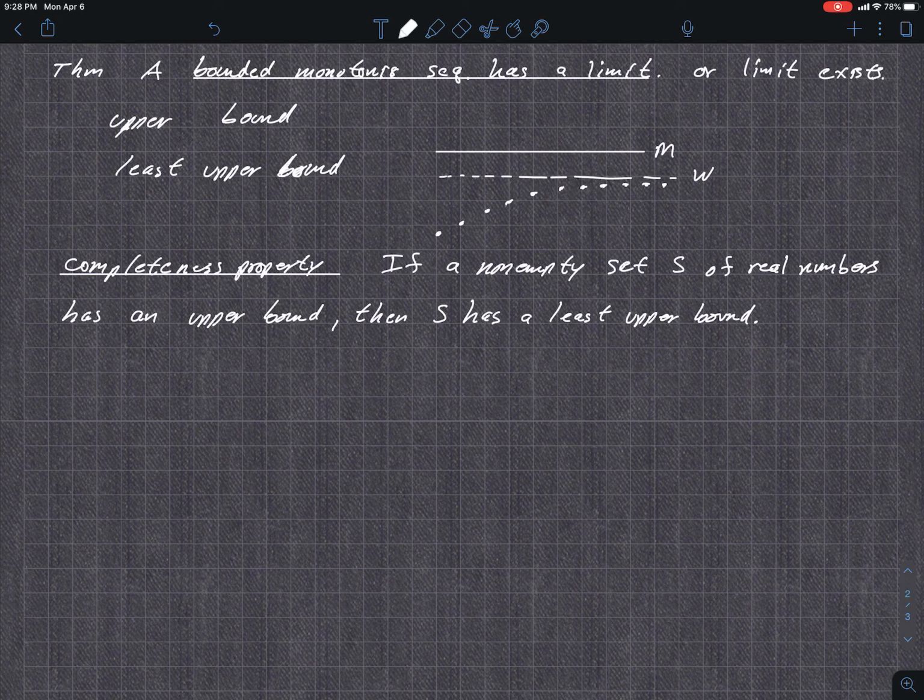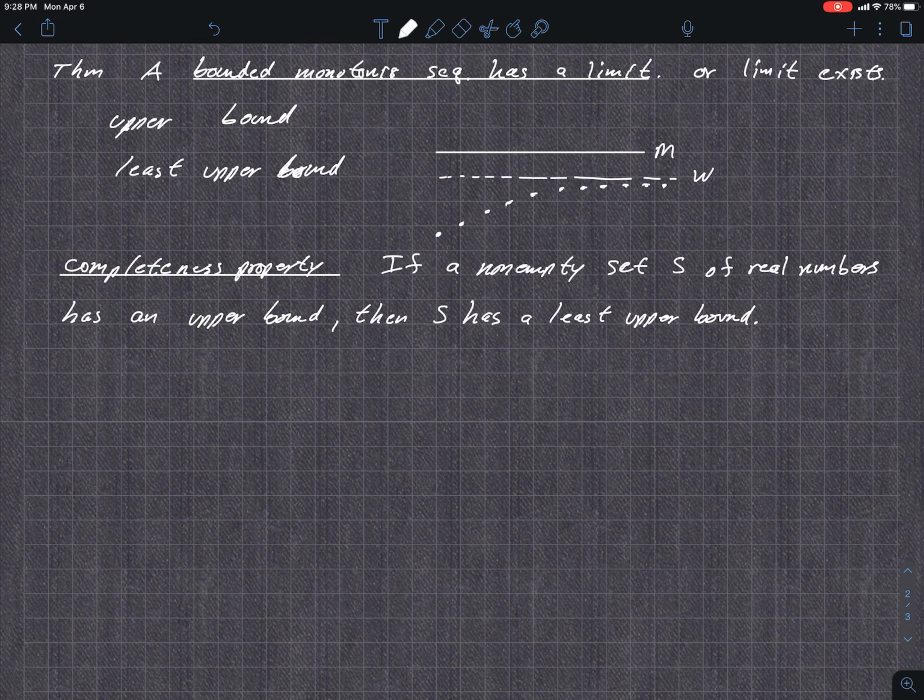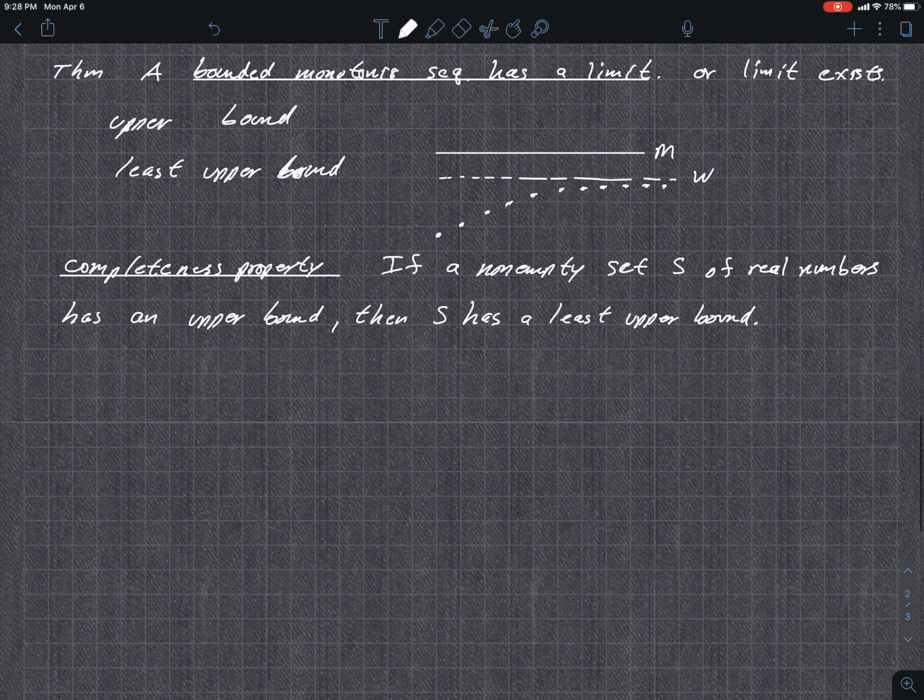So if you have a set of real numbers, and you're saying it has an upper bound, then S must have a least upper bound. It attains that, it has to get there. The smallest one exists. It's called the completeness property, and there's a lot of study behind it. You can show that this concept is equivalent to a lot of other concepts. We won't get too much into that. I just wanted to throw that out there.